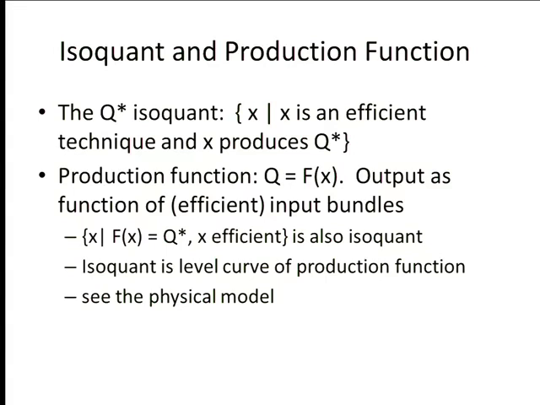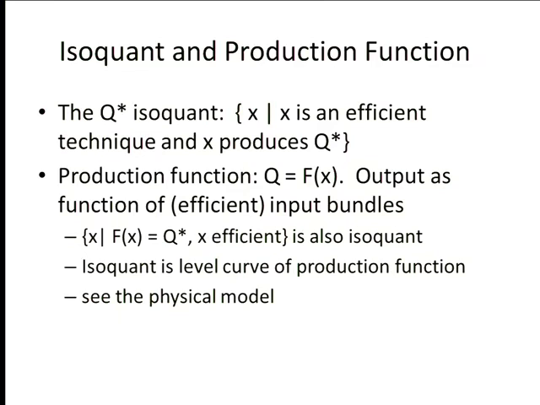And that would shorten up an isoquant to this: the set of techniques that make output Q star is the Q star isoquant. Right? X such that f of x equals Q star. So if you're asked to write down the definition of an isoquant, you could write it in words. You could write that, providing you set f is the production function. You have lots of choices. All are fine by me.